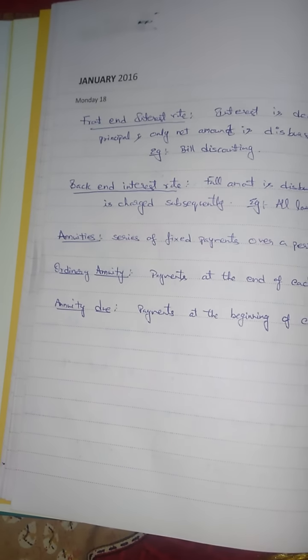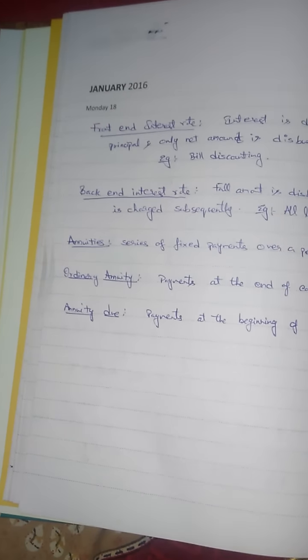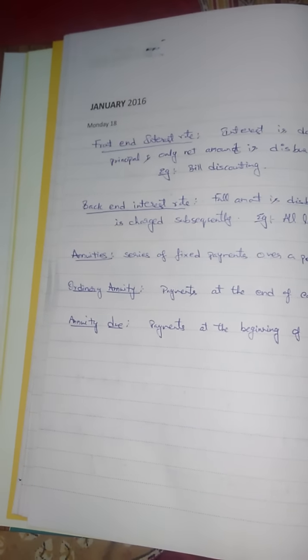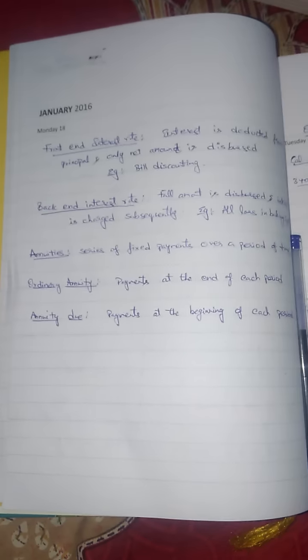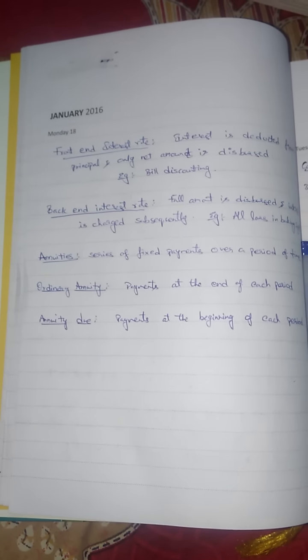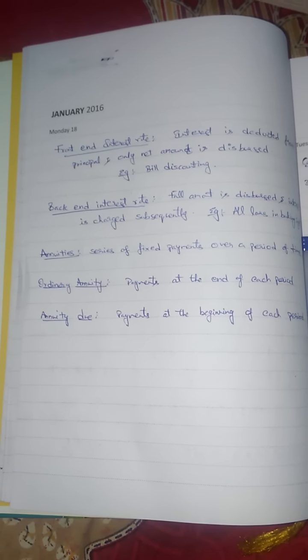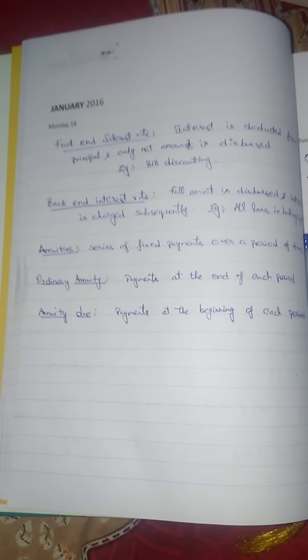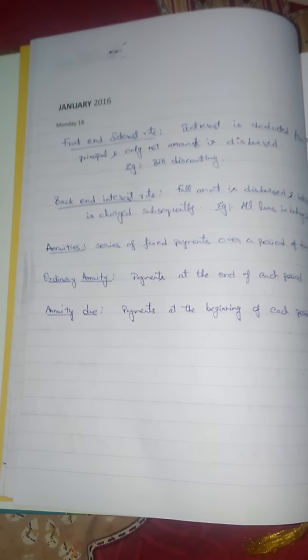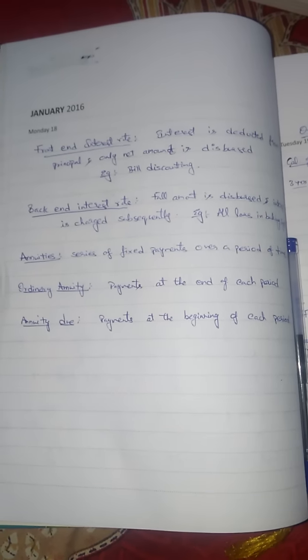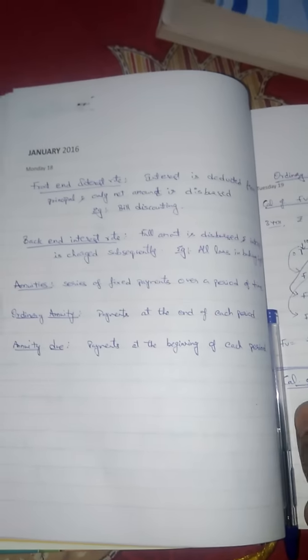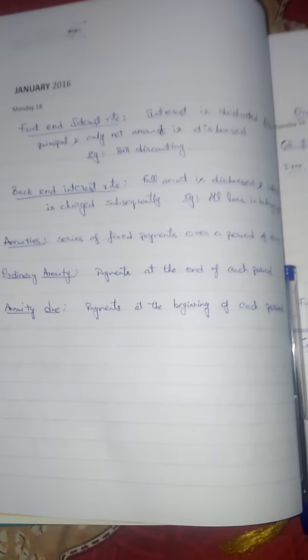Whereas in back end interest, the entire loan amount is given to you, and thereafter interest is charged at specified intervals of time. Normally all bank loans are back end interest. An example of front end interest is bill discounting. Whenever you are discounting a bill with your banker, the banker deducts his charges and pays you the net amount but not the entire bill amount. So the bill discounting facility is one example of front end interest. Clear?